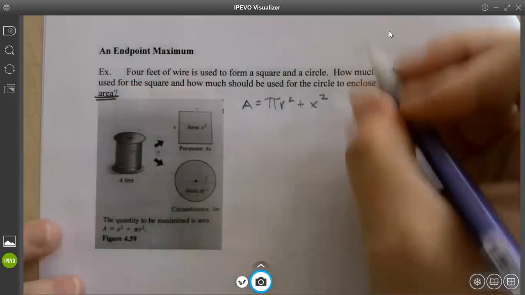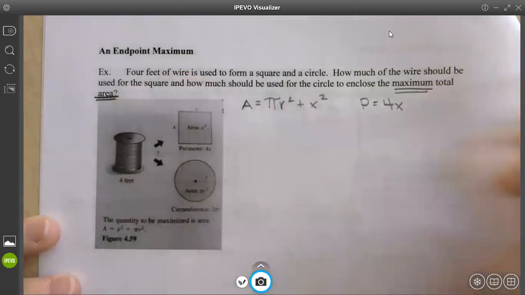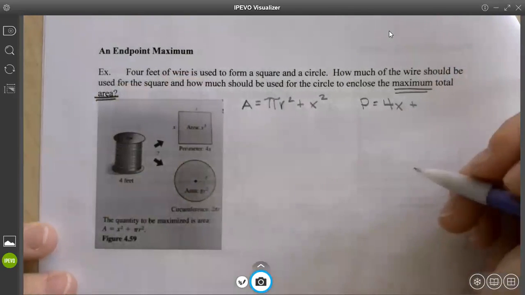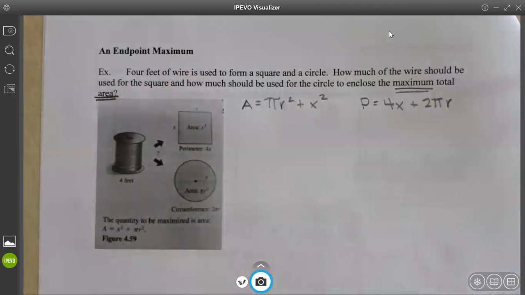Okay, so how do I find the perimeter? For the square, it's 4x. What about for the rectangle? I mean, for the circle? 2 pi r is the circumference, 2 pi r. Or pi times your diameter, whichever one you want to use, it doesn't matter.